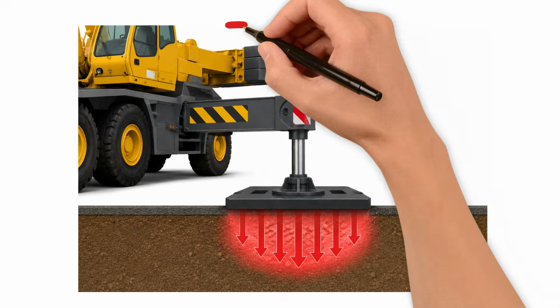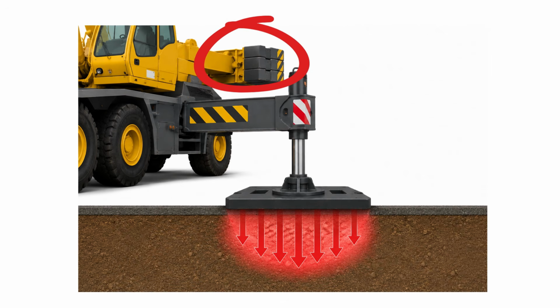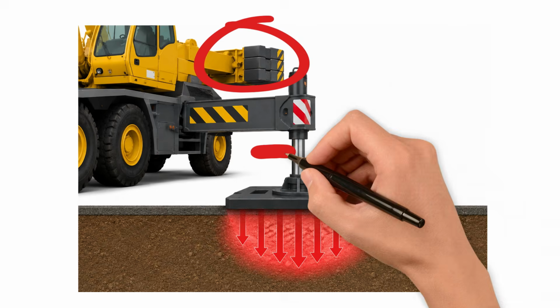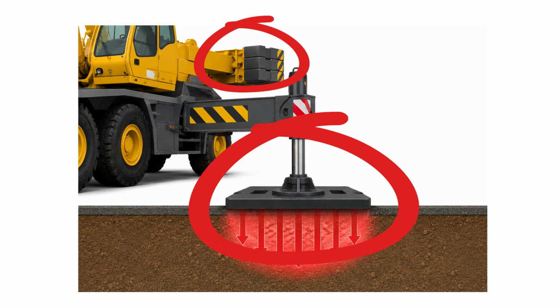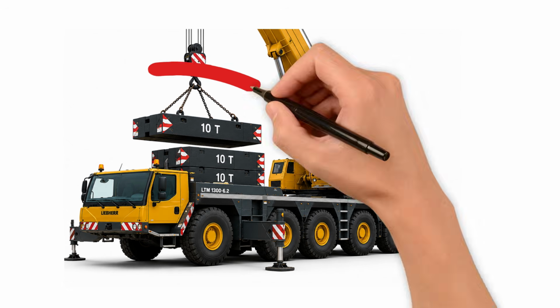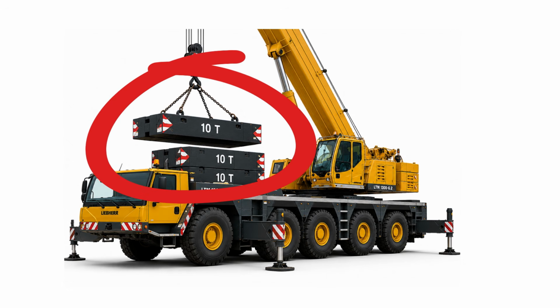Second, larger counterweights increase the overall crane weight. This creates higher outrigger reactions, which means greater pressure on the supporting ground. And third, larger counterweights require more time for assembly and crane setup. For these reasons, always begin with the smallest suitable counterweight, then increase only if necessary.